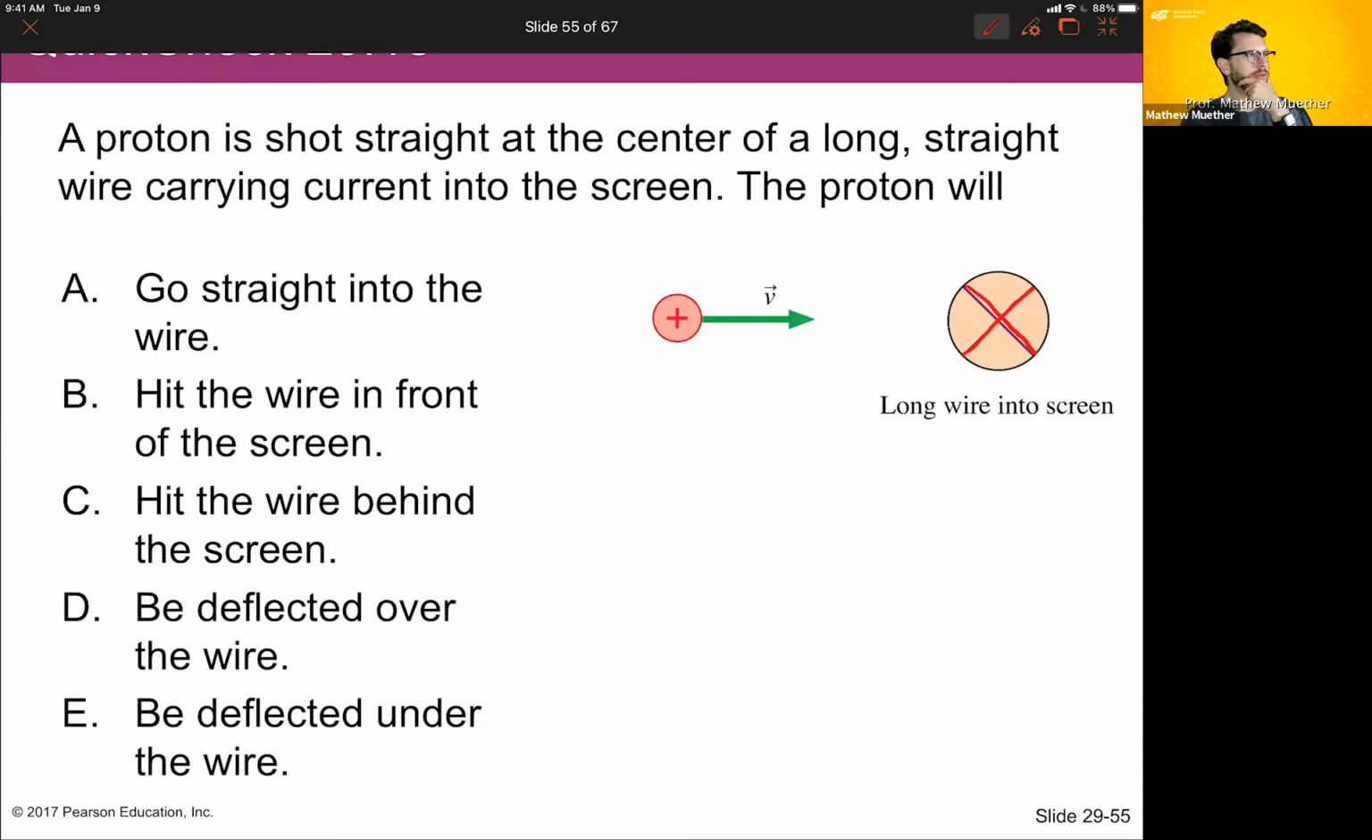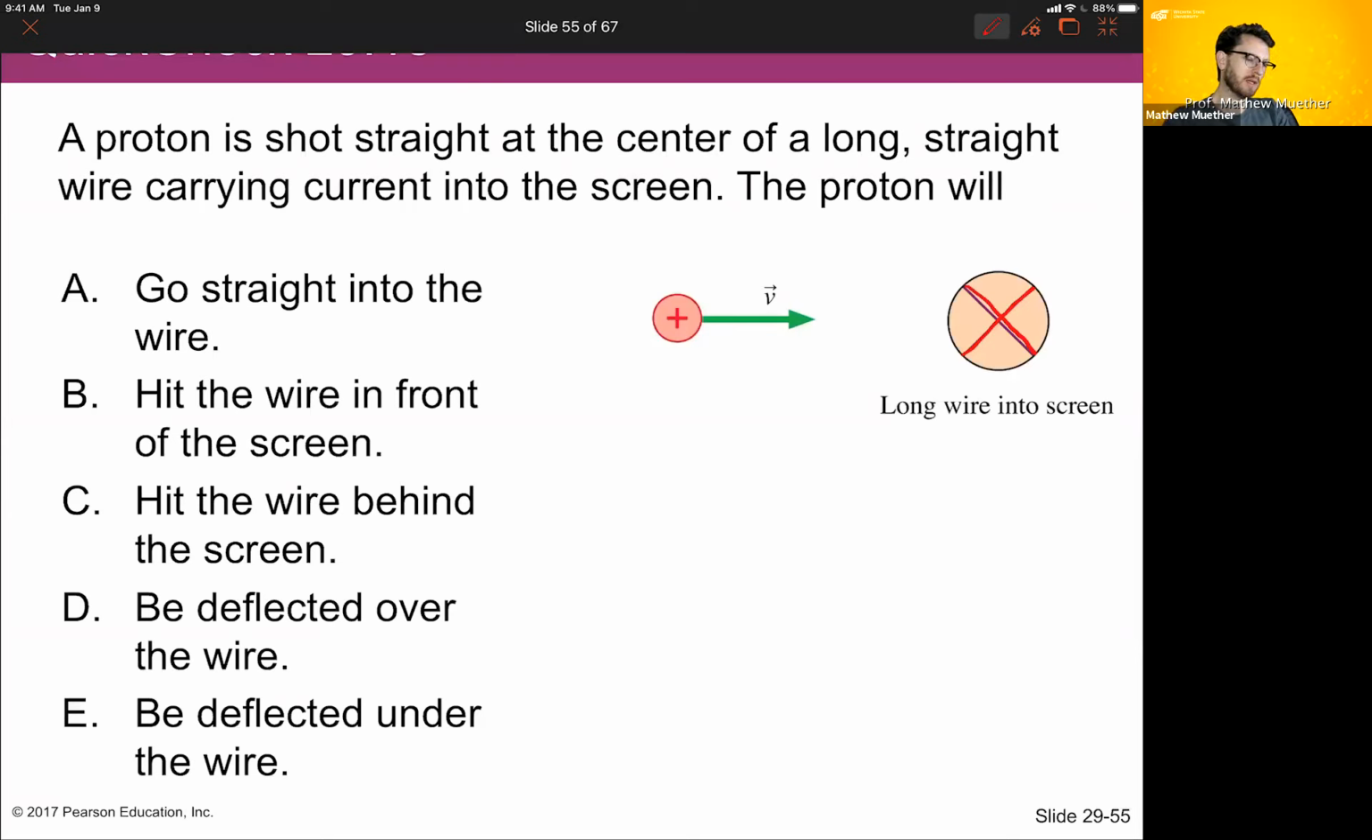All right, I still see a few answers coming in. All right, I'm going to go ahead and end the poll now. A little split between B and D in this case.